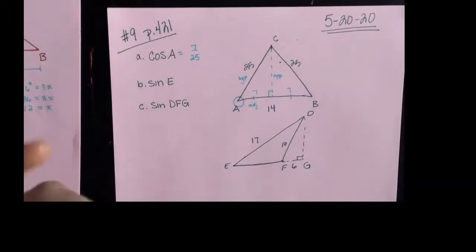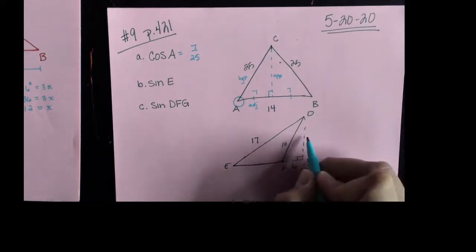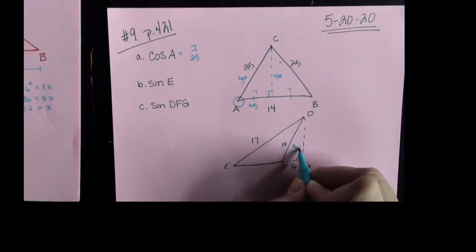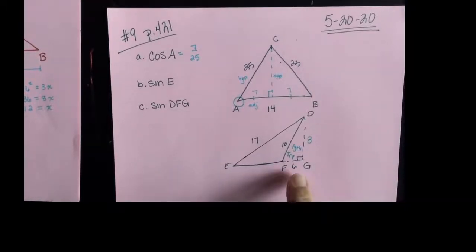So when we work this one out, the one thing that I need to pay attention to is that I have a Pythagorean triple that will allow me to say that that's 8, because this is a 3, 4, 5 right triangle.